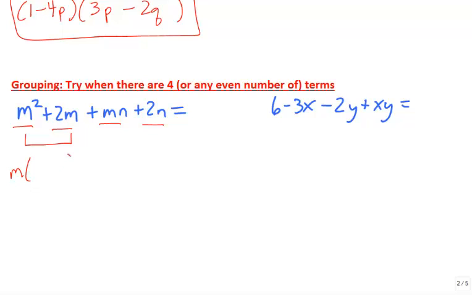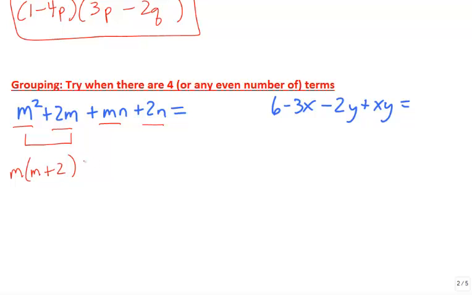So in parentheses, what would be left if I pull out that m? Well, if I pull out an m from an m squared, I'm going to have an m left. And if I pull out an m from 2m, I'm going to have the 2 left. So m times m is m squared, m times 2 is 2m. So this is correctly factored.